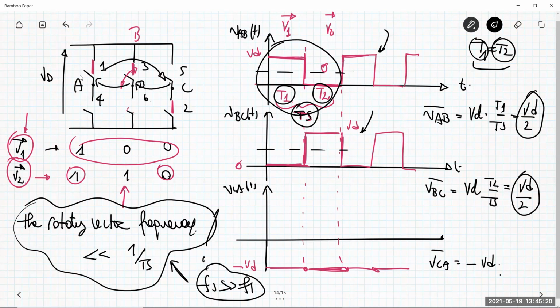So this is an example that gives you an idea of what the time constraint is for applying a space vector and another one, V1 and V2. Now the space vector is exactly in between, so I can use T1 equal to T2. So the time interval in which I apply V1 is the same time interval in which I apply V2.